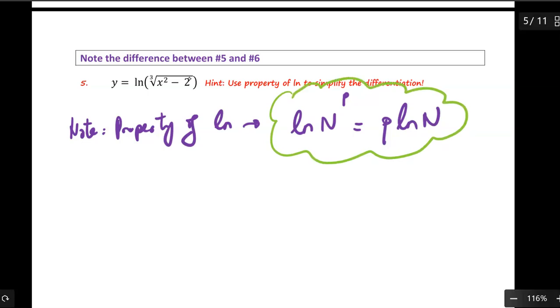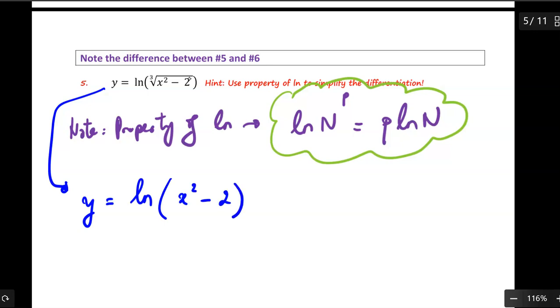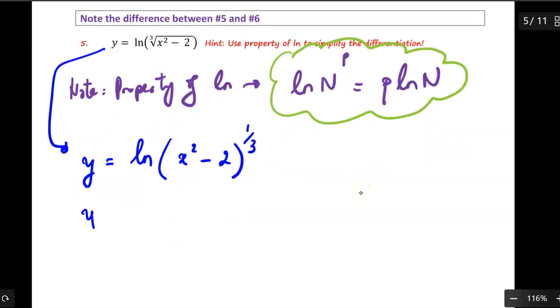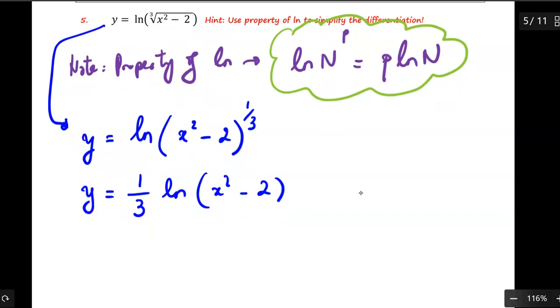Alright, for this I haven't differentiated yet, so I still write y equal to natural logarithm of x squared minus 2, and this is actually raised to exponent 1/3, right? So the cube root of this is raised to exponent 1/3. If I apply this property of logarithm, I can rewrite it as y equal to 1/3 natural logarithm of x squared minus 2. Then if I differentiate, it will be very simple.